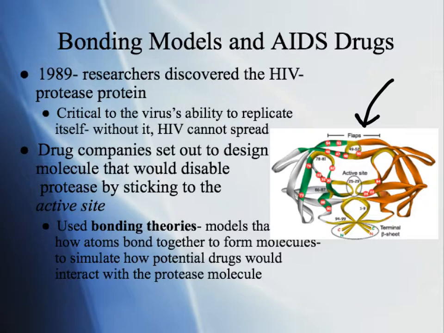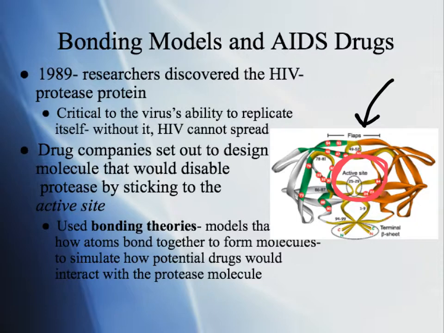Now, once researchers discovered this and mapped it out in 1989, drug companies set out to design a molecule that would disable this protein by sticking to what's called the active site. That's the site of the protein where basically the action of the enzyme is going to work. In this case, the active site sits right here. They were trying to design molecules that would fit in that active site and not allow this HIV protease protein to work.